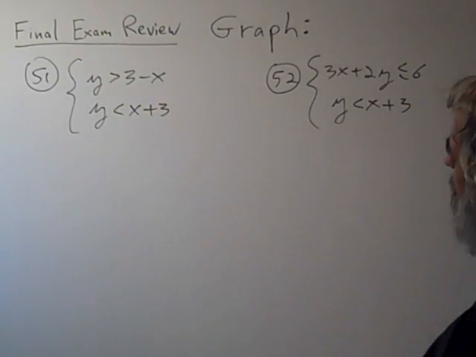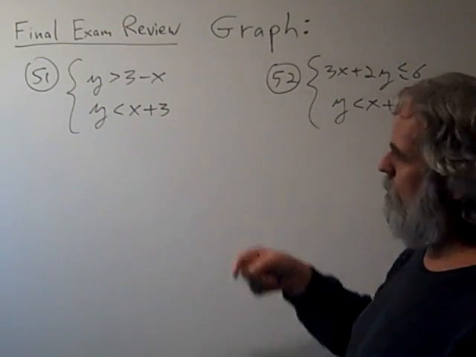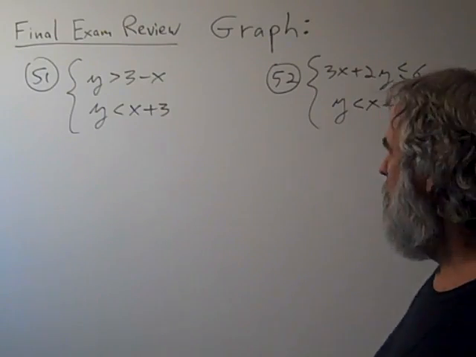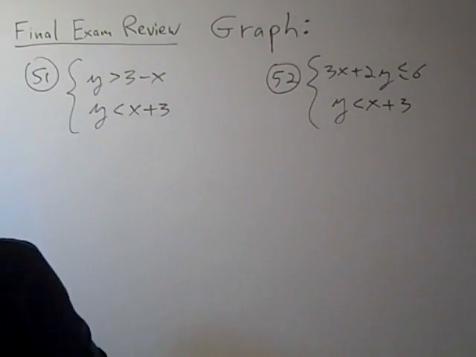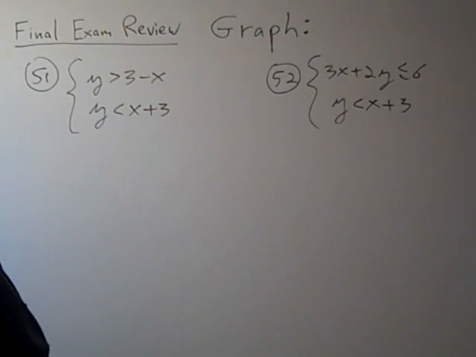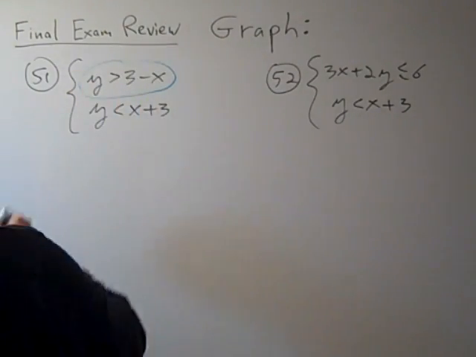Okay, for problem 51, we have this pair of linear inequalities to graph. This system, the solution will be the intersection of the two separate solution sets, the overlap. So let's start with the first line. We'll need to find 2 points on this line.